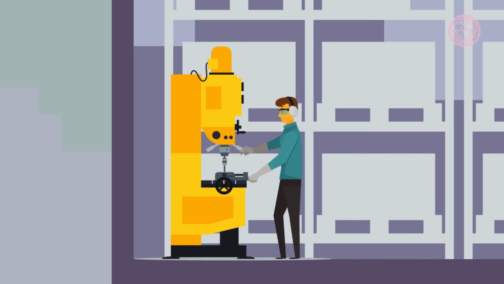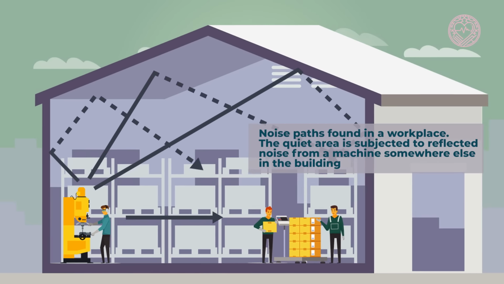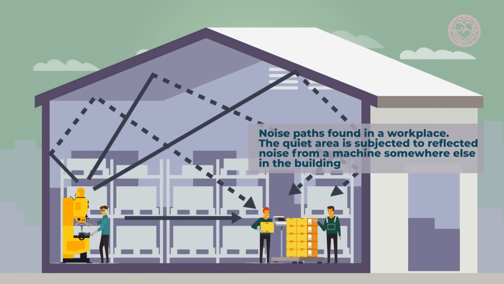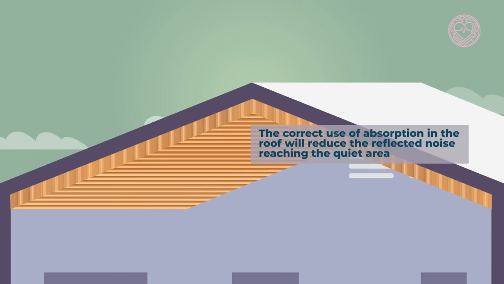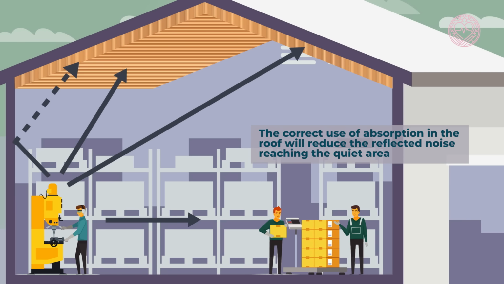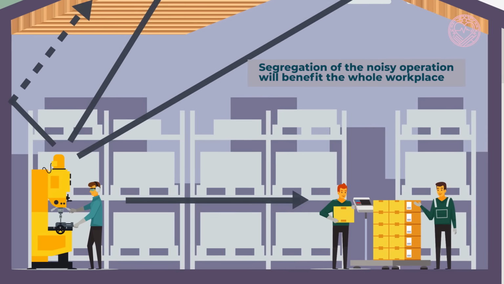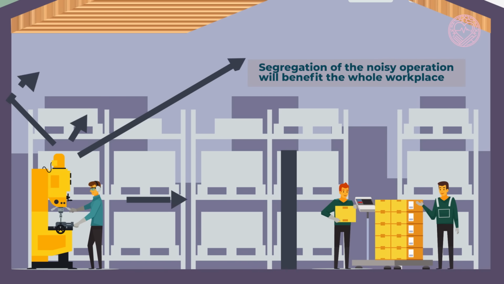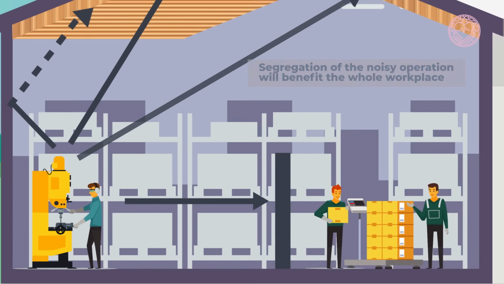Noise paths found in a workplace. The quiet area is subjected to reflected noise from a machine somewhere else in the building. The correct use of absorption in the roof will reduce the reflected noise reaching the quiet area. Segregation of the noisy operation will benefit the whole workplace.